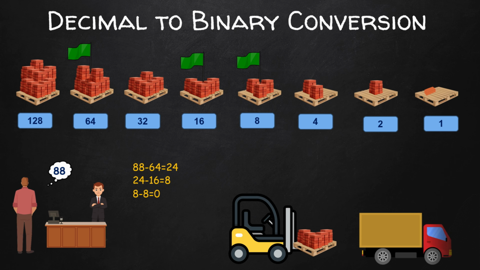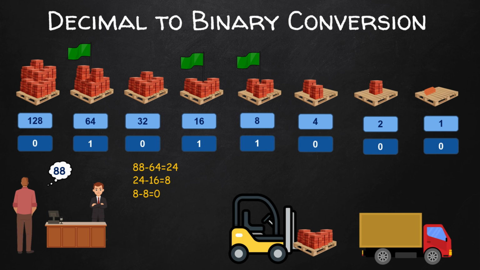So Bob came and he chose wherever the flag was implemented and he put the value 1 for that thing, and he put the value 0 for the group which is not selected by Martin. So we get a value 0 1 0 1 1 0 0 0, and this is the binary equivalent of decimal value 88. So this is how we convert a decimal value into binary.